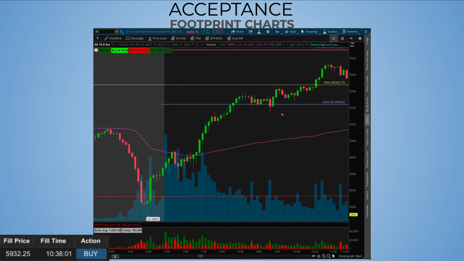Now let's look at an example of acceptance in terms of how we can spot to get in a trade that's going to continue up higher and accept higher prices. So I got in this trade at 59.32, which is right here. All right, so before this overnight high broke, 10.38, I got in this trade and I took it up. Now you can say an overnight high breaks out and it's going to move up.